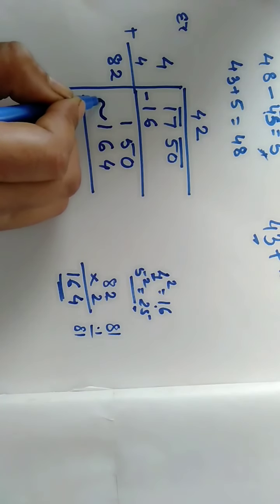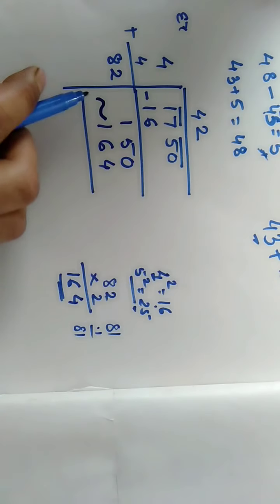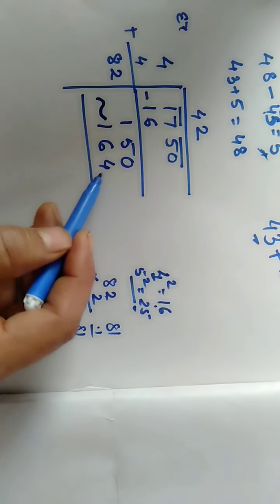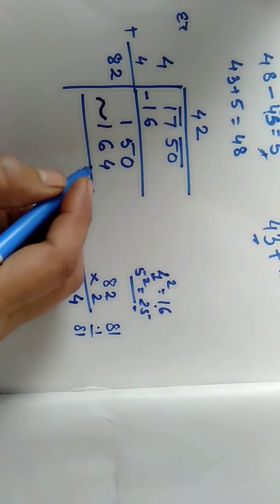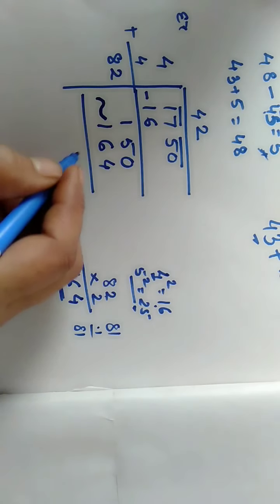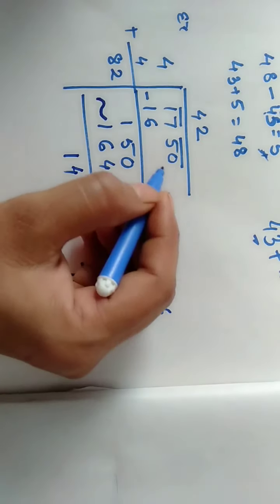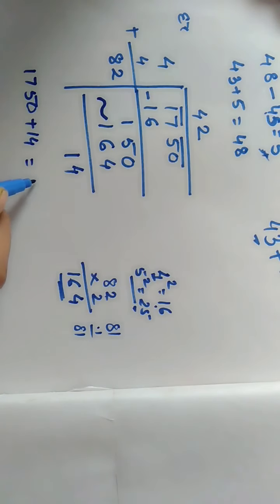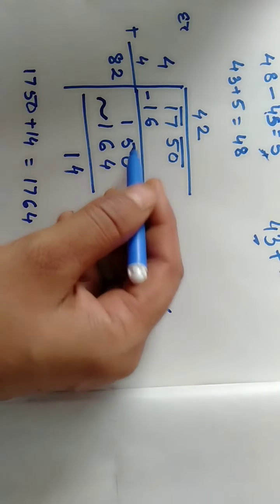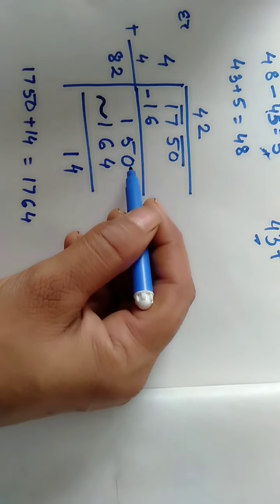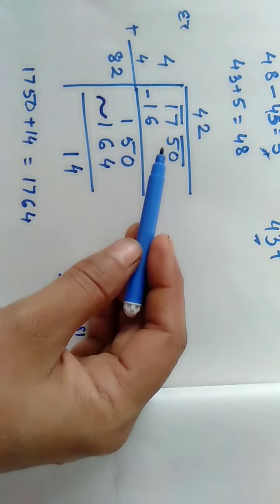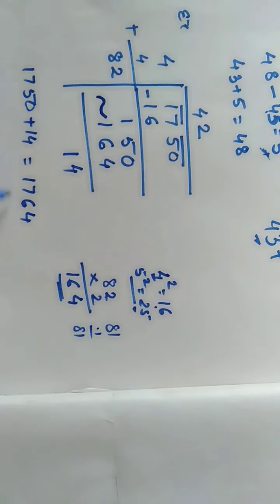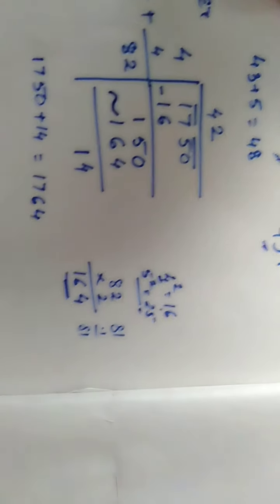This is the sign of difference, which means greater number minus the smaller number, and when we subtract it we get 14. Now if we add 14 to this number, 1750 plus 14, we are getting 1764. If in place of 50, 64 is there, then it becomes a perfect square number. So 1764 is a perfect square number, and that you have to find out.